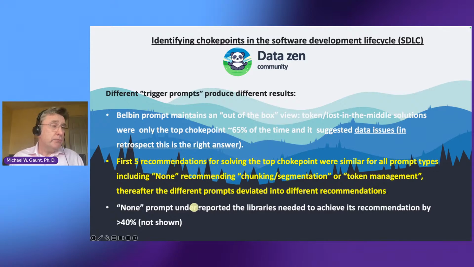If we look at the top 5 recommendations, or really the top 25 recommendations, then all of the power prompts are very similar to each other. So you go down to a very granular level. Although if you didn't include a power prompt at all, what you got is 40%. There was a 40% reduction in the libraries that you needed to solve that problem. It just wasn't as detailed as any of the other power prompts.